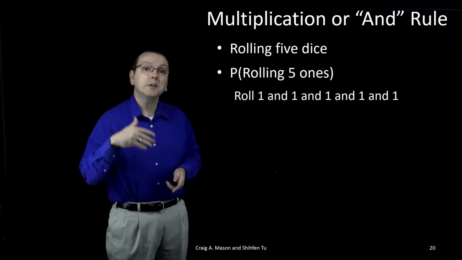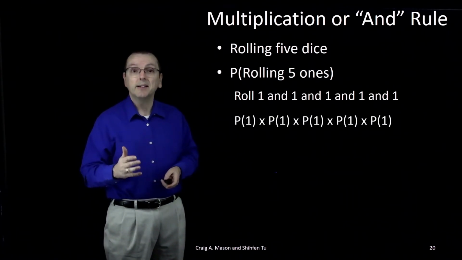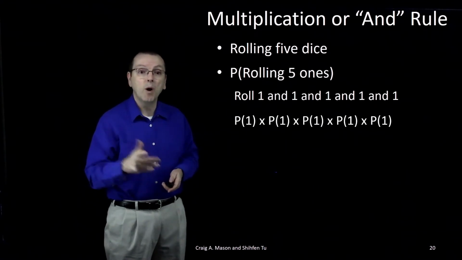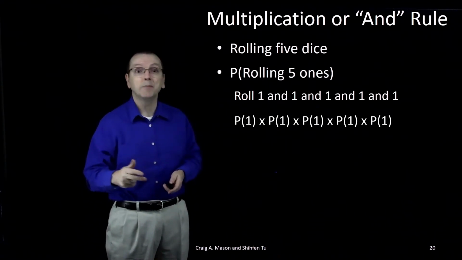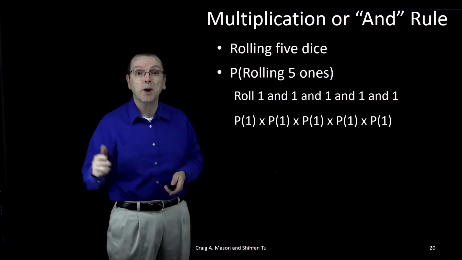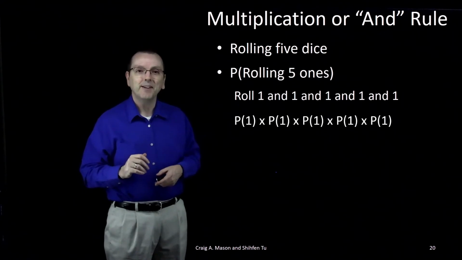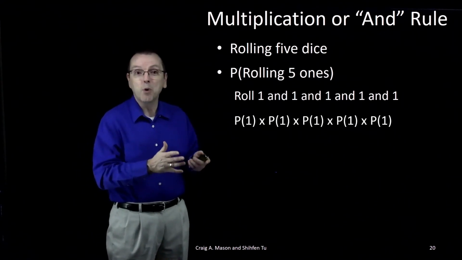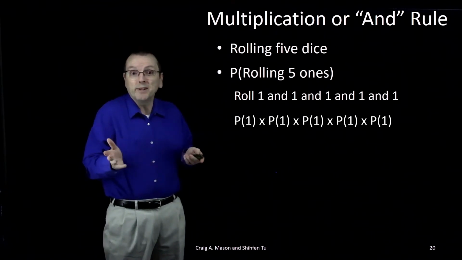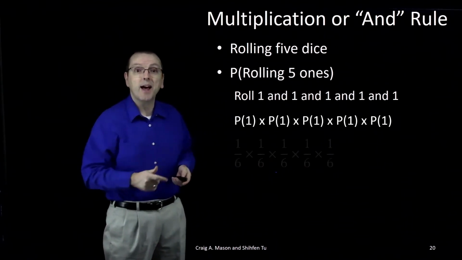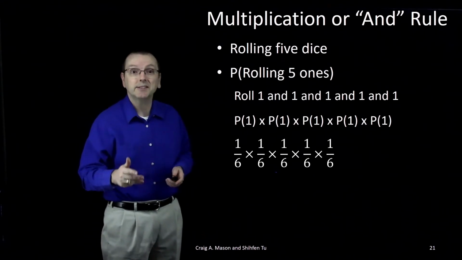So we can use the multiplication rule and estimate the probability as the probability of a 1 times the probability of a 1 times the probability of a 1 times the probability of a 1 times the probability of a 1. Whew. Well, the probability of rolling a 1 on a 6-sided die is just 1/6. So this works out to 1/6 times 1/6 times 1/6 times 1/6 times 1/6.